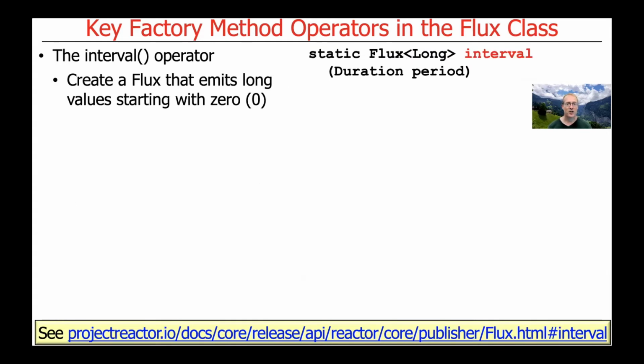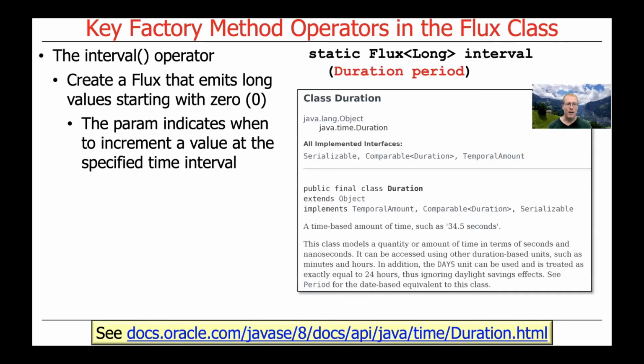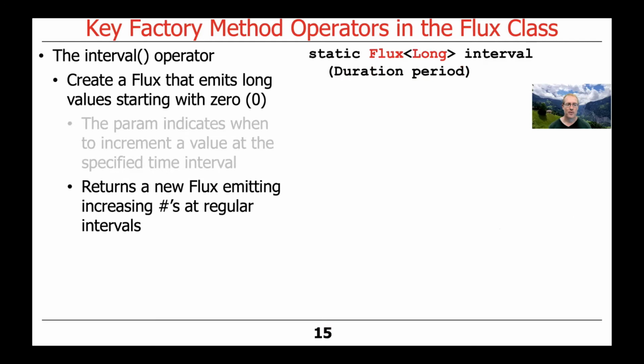Let's now turn our attention to another factory method called interval. Interval can be used to create a flux that emits long values starting with 0. It takes a parameter which indicates when to increment a value at the specified time interval. In this particular case, the parameter is called period, and it's of type Duration. That means it could be in seconds or milliseconds or microseconds and so on.